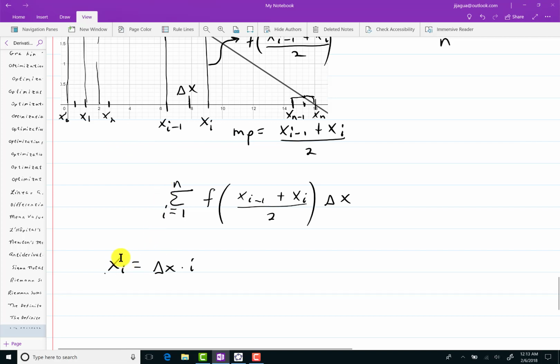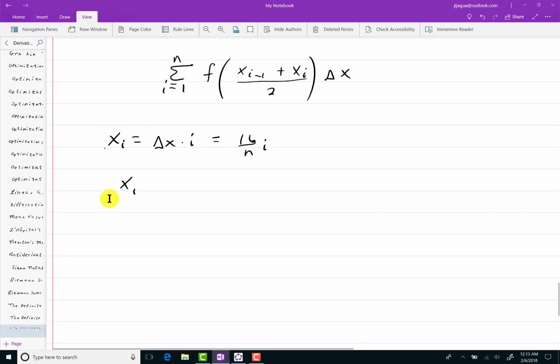Then, so really x sub 1 is the right-hand endpoint to a rectangle. X sub 2 is the right-hand endpoint to a rectangle. These are like the x sub 2 stars, or whatever you want to call them. All right, so this equals 16 over n times i. Then x sub i minus 1 equals delta x times i minus 1. That equals 16 over n times i minus 1.